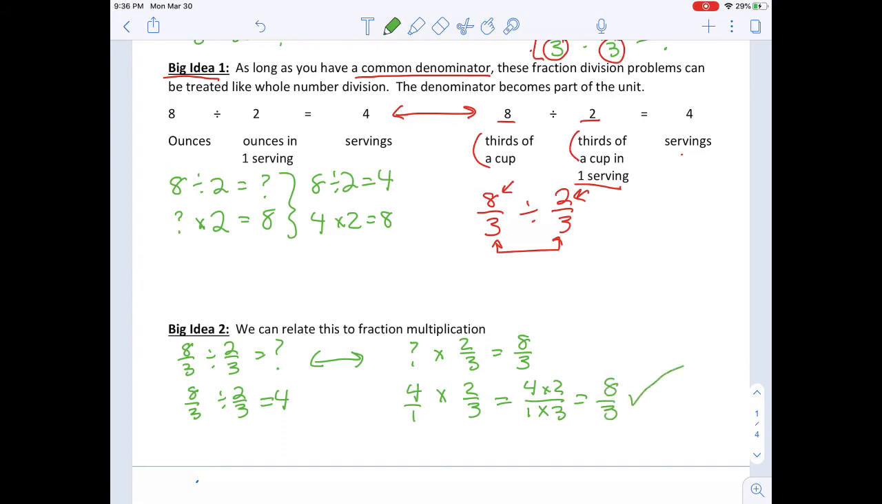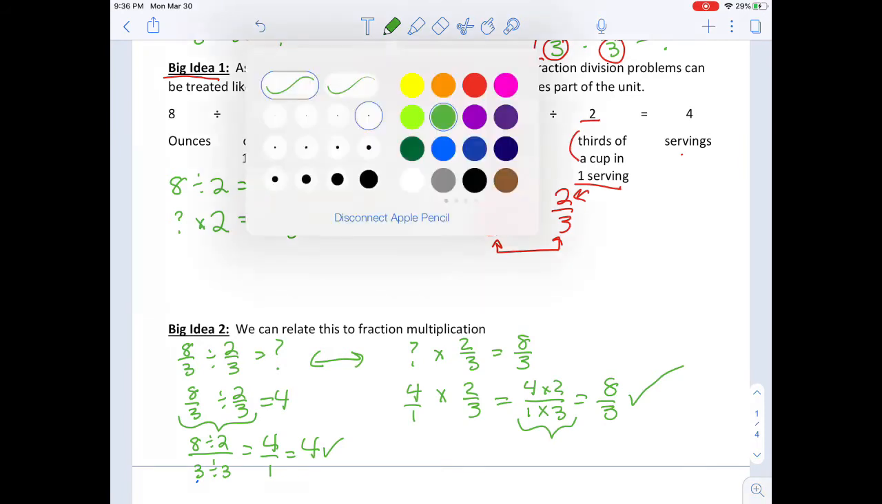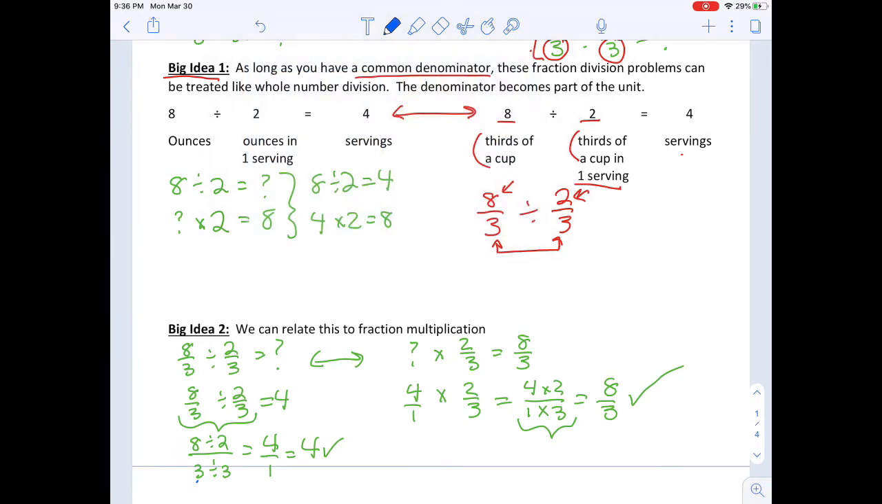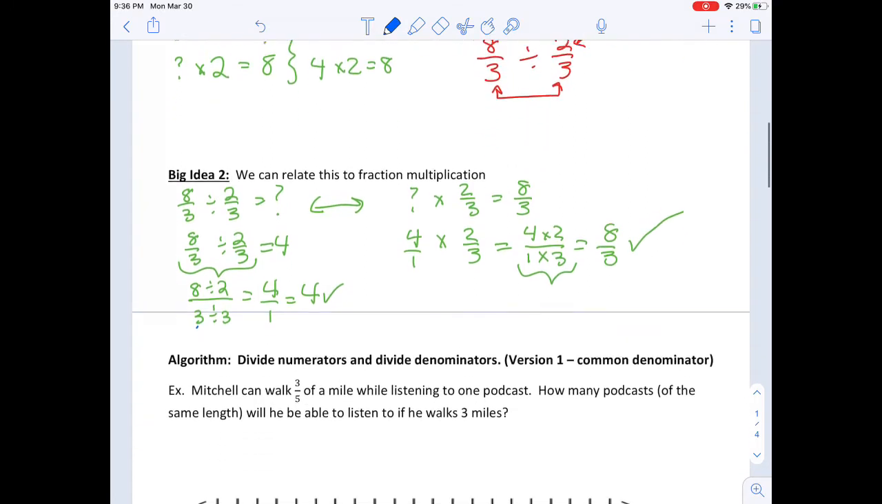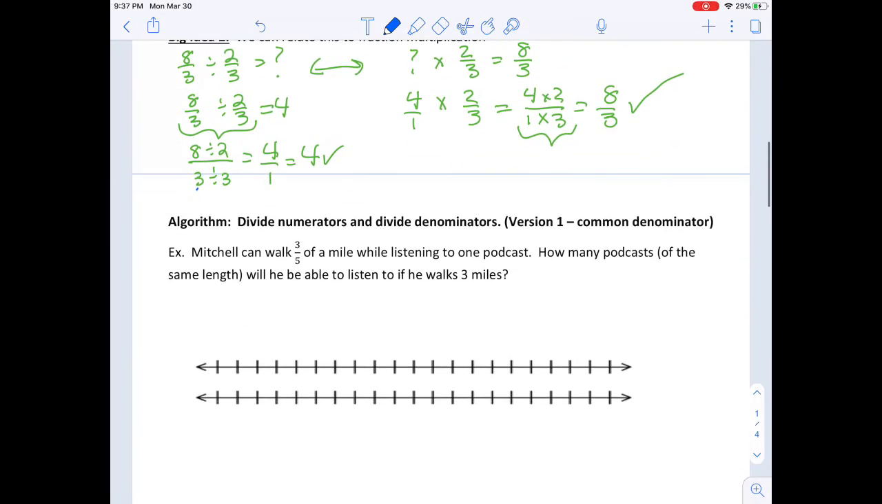So with fraction multiplication, you multiply the numerators and denominators. It turns out that we did the same thing here with division. This was actually 8 divided by 2 over 3 divided by 3. 4 over 1 is 4. That leads us to an algorithm that some people haven't studied before. So we can have the algorithm that we divide the numerators and divide the denominators in fraction division.